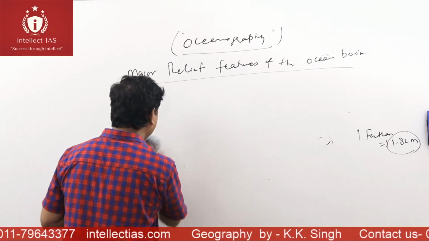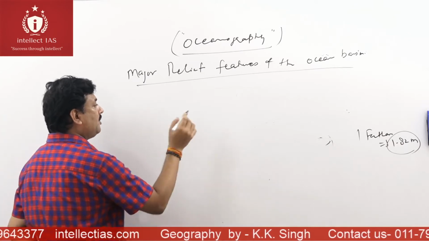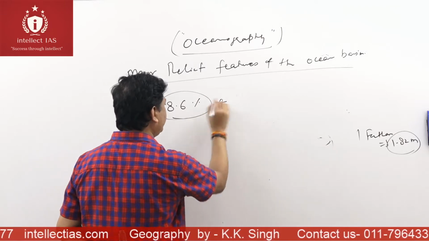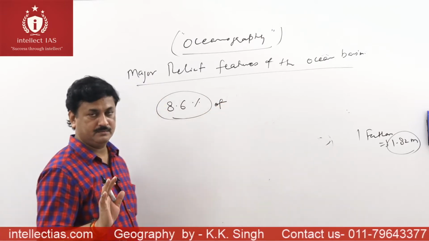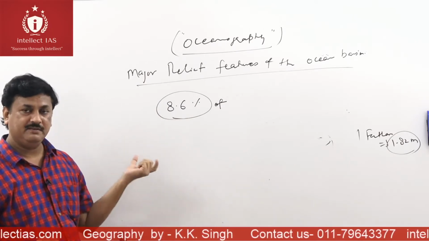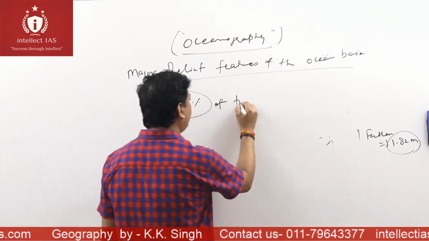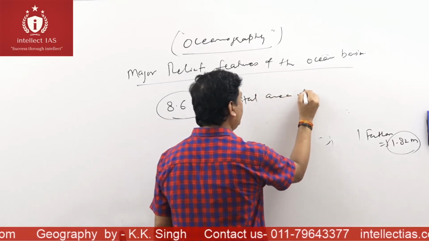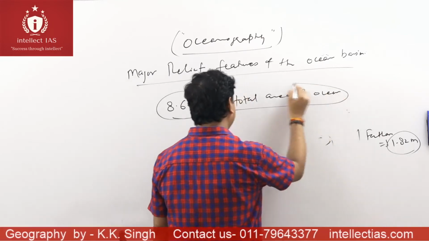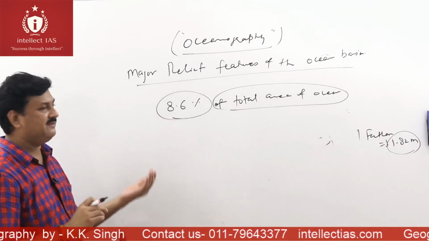Now look, this continental shelf covers about 8.6% of the total area of ocean. The continental shelf occupies 8.6% of total area of ocean. But the area is different. The area of continental shelf is different in different oceans.